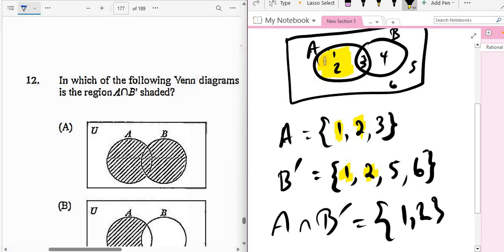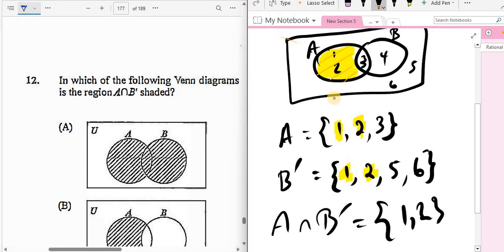I'm shading what? I'm shading the part of A, but which part am I avoiding? The intersection, isn't it? So I shade everything except the intersection. So what it means is A except the intersection. And we call that A what? A only. So A is 1, 2, 3, isn't it? A will have members 1, 2, 3. But A only has what? The 1 and the what? The 1 and the 2. Everybody get that?